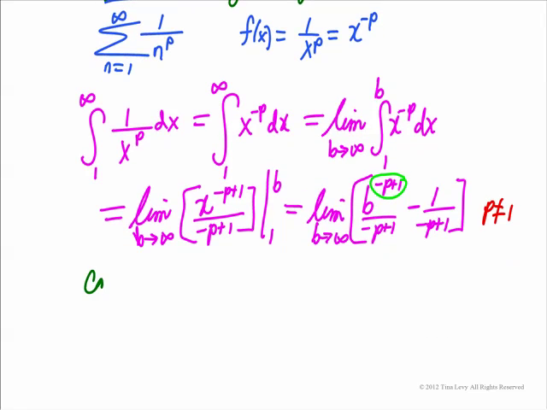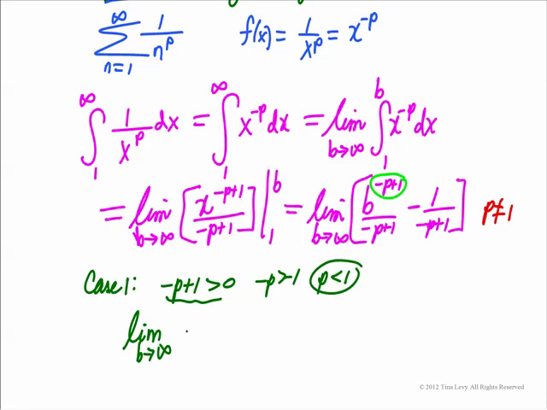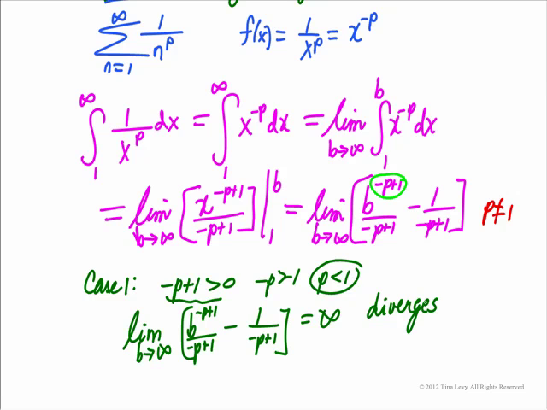So let's take case 1. In case 1, negative p plus 1 is positive, greater than 0. So negative p is greater than negative 1, dividing by negative 1, that means when p is less than 1, we've got, as we said, a positive exponent. So the limit as b approaches infinity of b to the negative p plus 1 over negative p plus 1 minus 1 over negative p plus 1 will be infinity to a positive. So basically it'll be infinity, which diverges. Remember that this is a positive power when p is less than 1. So it's infinity to a positive, which keeps infinity as the answer.